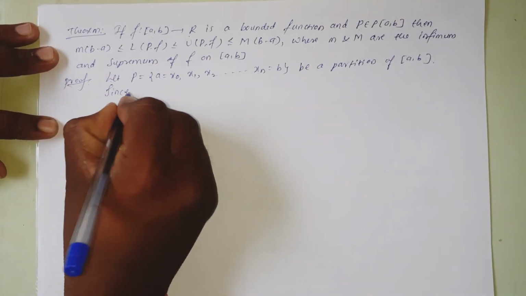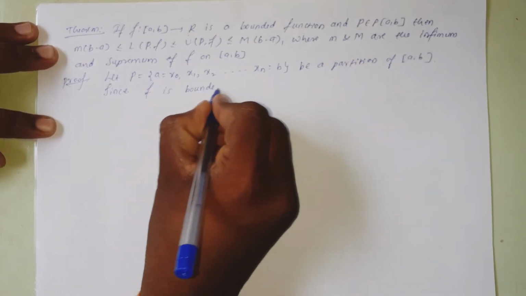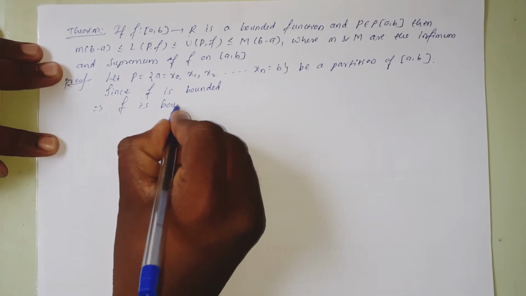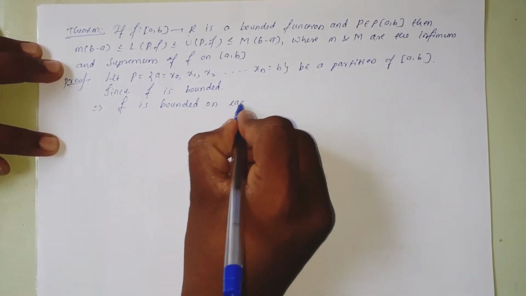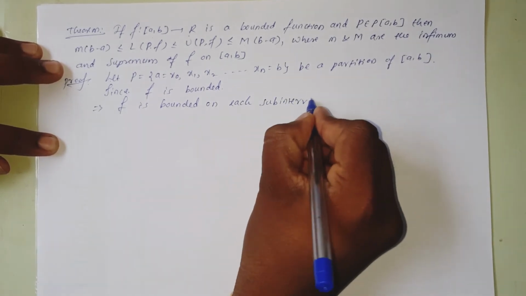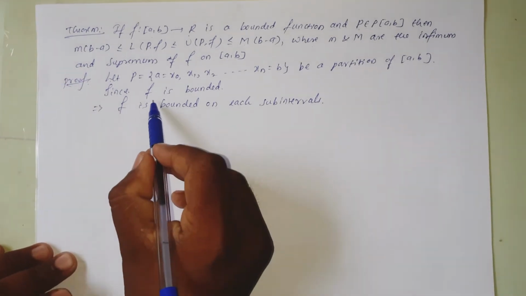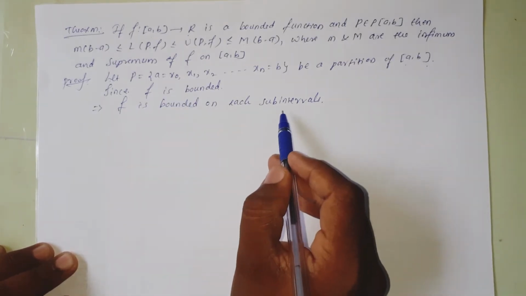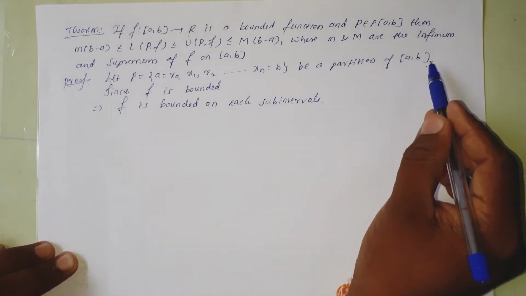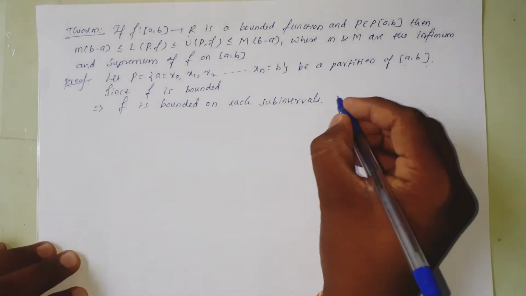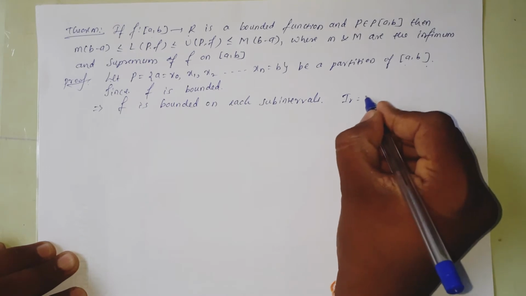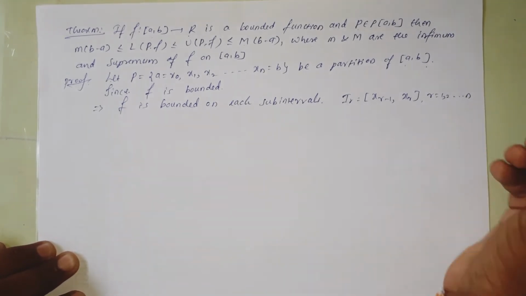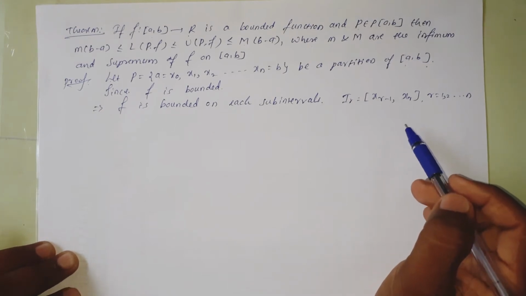And also it is given that f is bounded. So it implies that f is bounded on each subinterval. Since f is bounded on the total interval [a, b], the same function f is bounded on each and every subinterval, which can be obtained by dividing the closed interval [a, b] into partitions. In general, the subinterval is given by I_r = [x_(r-1), x_r], where r takes the values from 1 to n. So here it is the general representation of the rth subinterval.